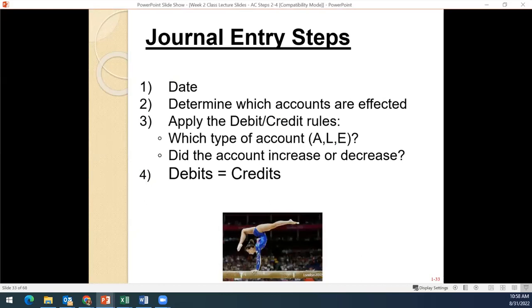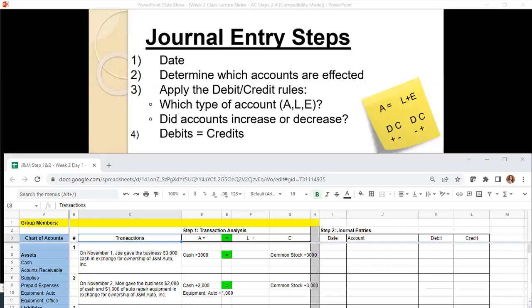So let's take a look at this process with an example of the different steps of a journal entry. Let's take a look at an example of how we do a journal entry using the transaction analysis we did before. Don't skip that step of doing transaction analysis, because that is going to make your journal entry a lot easier if you've already taken the time to do that step and get it right.